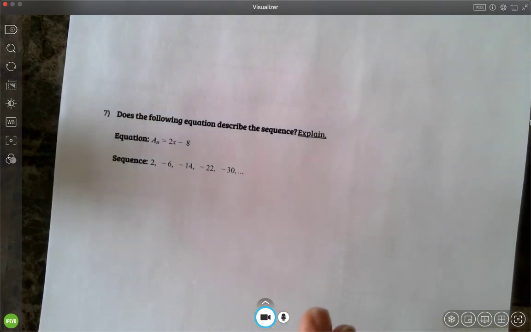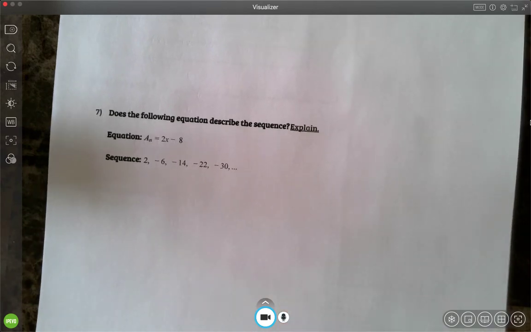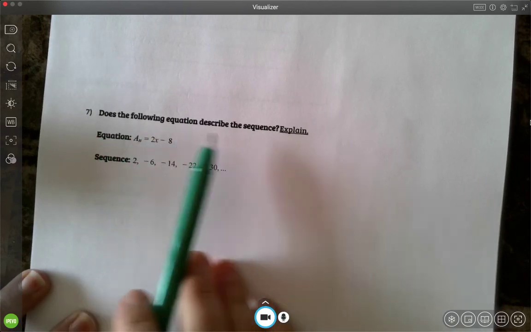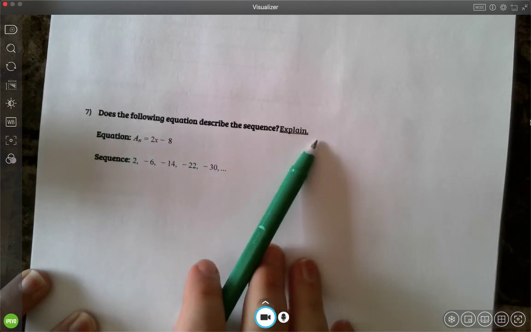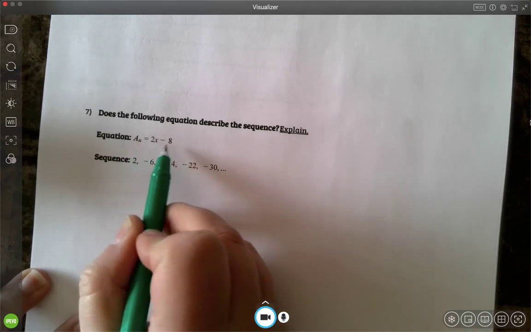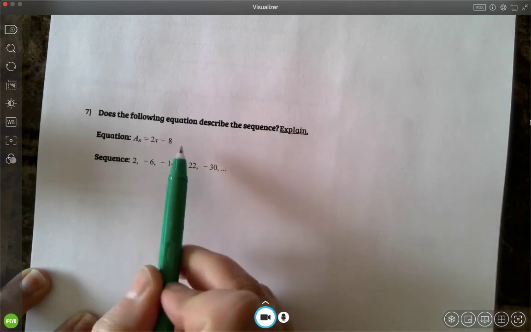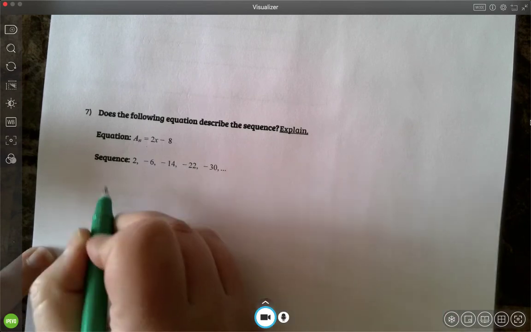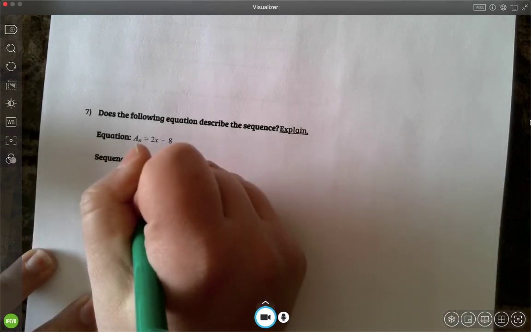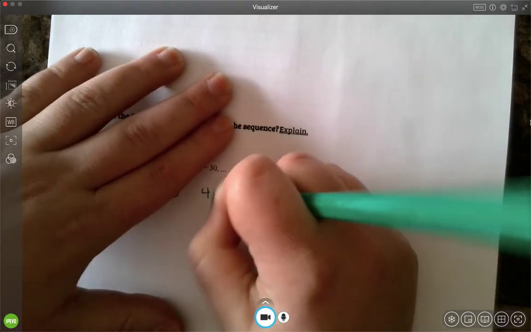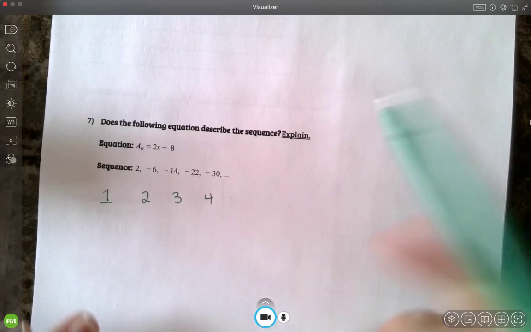Then down here, this is a problem that's going to look a little different than what you guys did on your homework, but I'm going to explain it, okay? So, does the following equation describe the sequence? And then explain. So the equation we're given is a of n equals 2x minus 8. And we want to know, does this sequence match that equation? So let's figure out. Let's find my first, second, third, fourth, and fifth term. Oh, I'm going to move that one over a little bit.